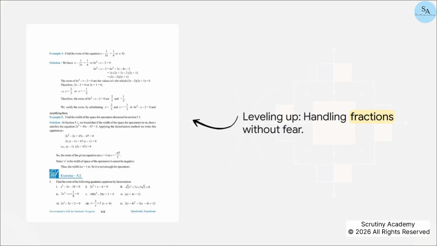Now, we're going to level up just a bit. Take a look at example 4 from the text. Now, I want to assure you right now, it is completely 100% normal to feel a bit intimidated when fractions suddenly show up in an equation. It's like, oh no, fractions!